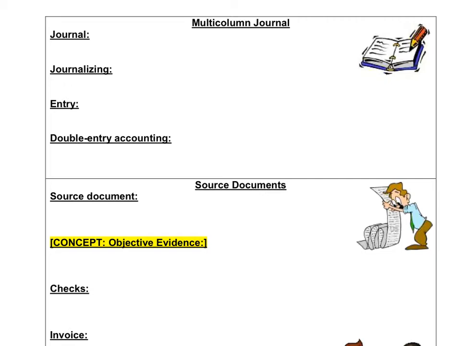And you can still use a T account to help you organize your debits and your credits, but then you go from analyzing debits and credits and put it into this journal format, and it helps you stay really organized. So the definition of a journal is a form for recording transactions in chronological order.